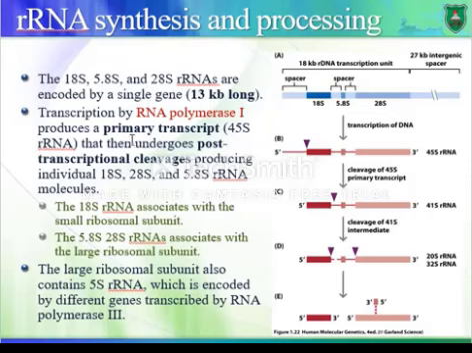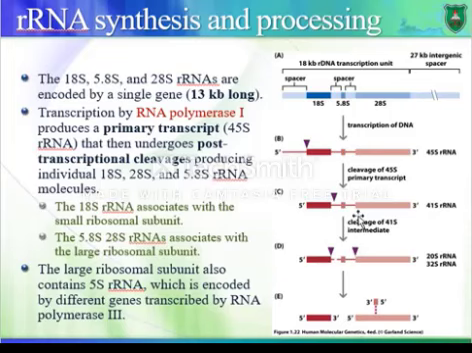So, the RNA polymerase will first produce a primary transcript composed of 45S ribosomal RNA. Then this 45S ribosomal RNA undergoes post-transcriptional cleavage to produce, at the end, the 18S, 28S, and 5.8S ribosomal RNA molecules.